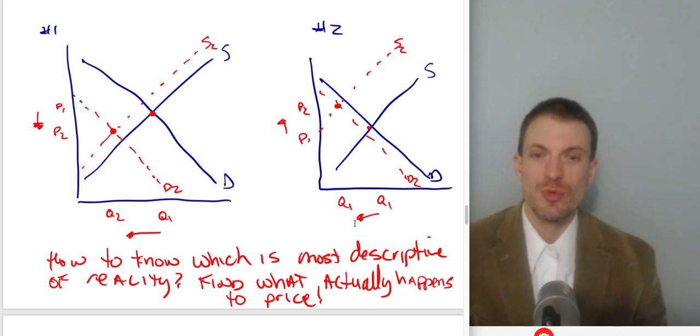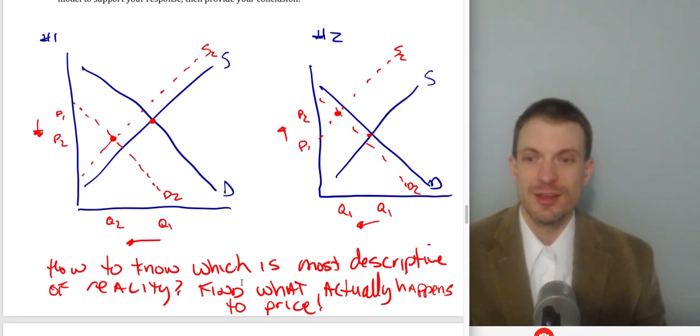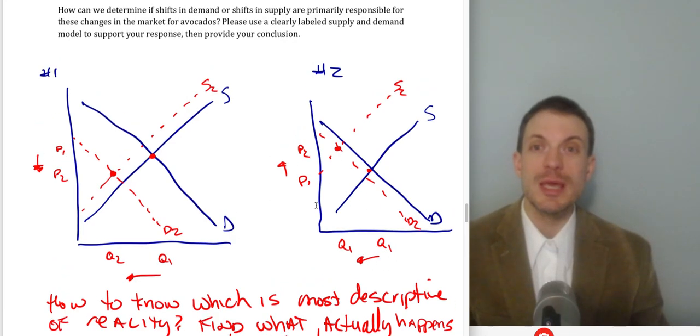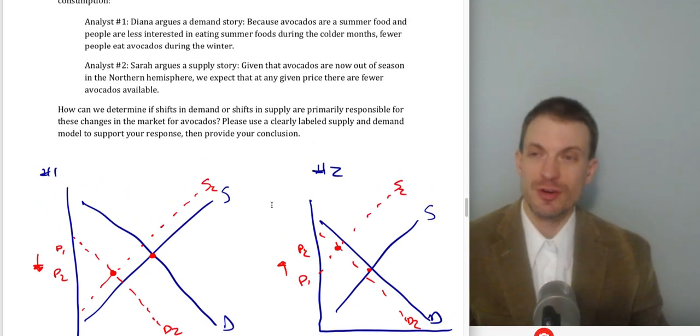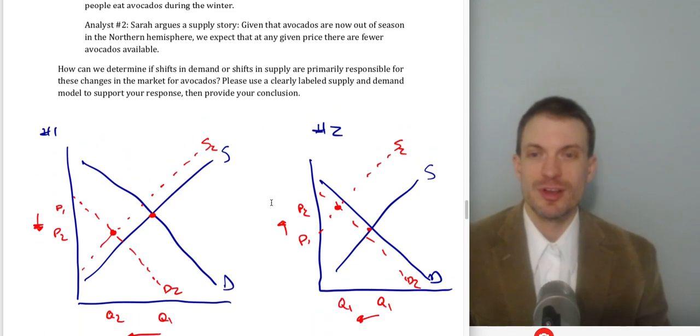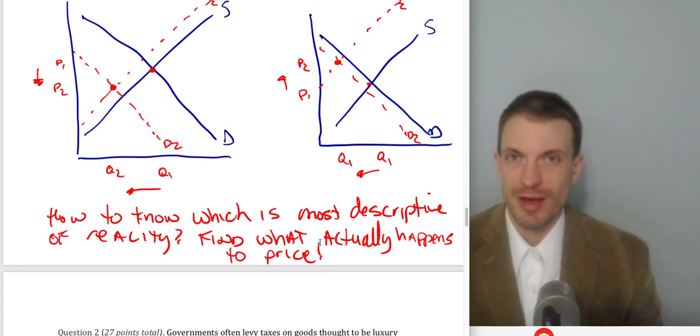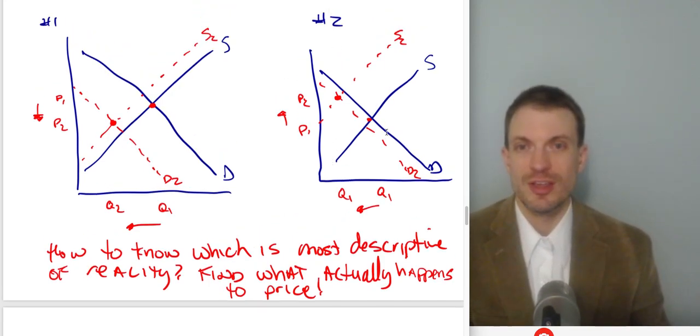So how do we know which is the most descriptive of reality? Find out what actually happens to price. And so here, to get full credit, you've got to not only have the graphs and say what's happening, price falls here, quantity falls, price rises here, quantity falls, but also be able to distinguish between whether Diana or Sarah is correct. What do we have to do? We have to collect information on what's happened to the market price of avocados. If the market price of avocados has risen, then we'd say Sarah's probably correct.